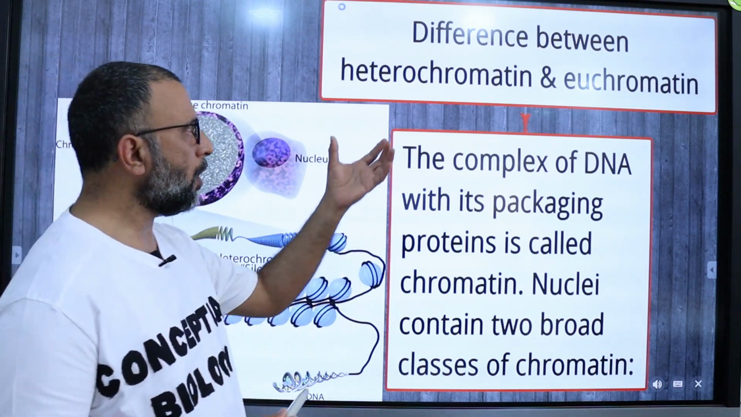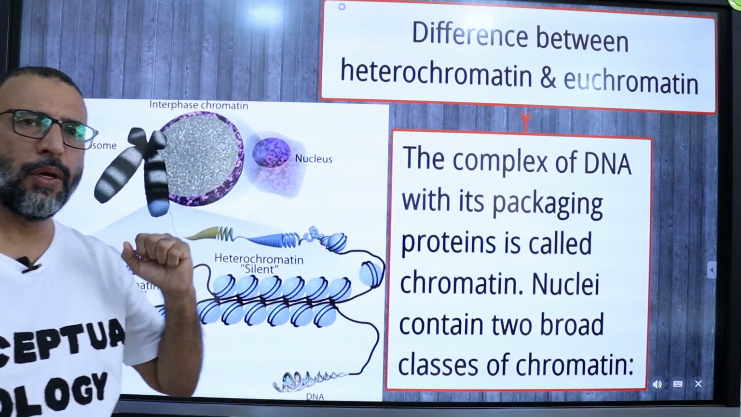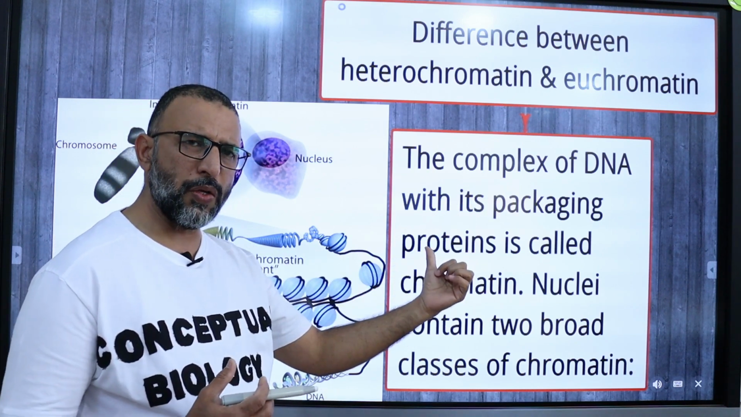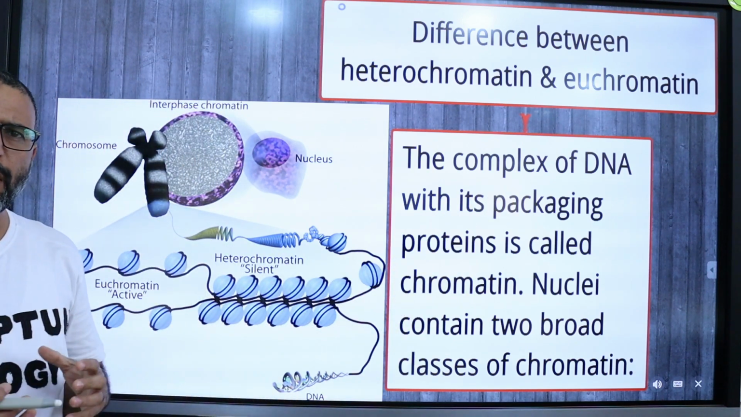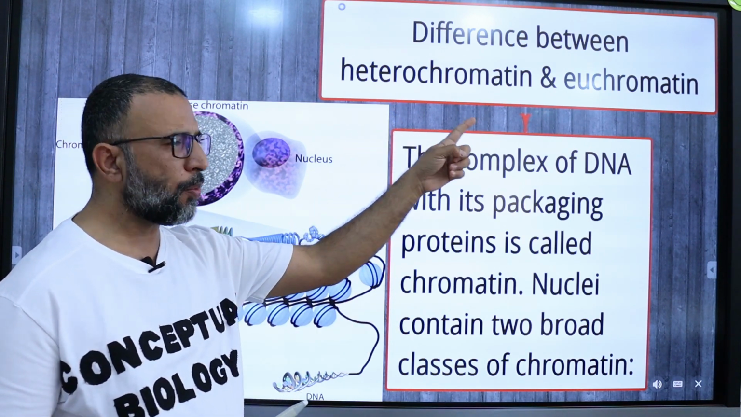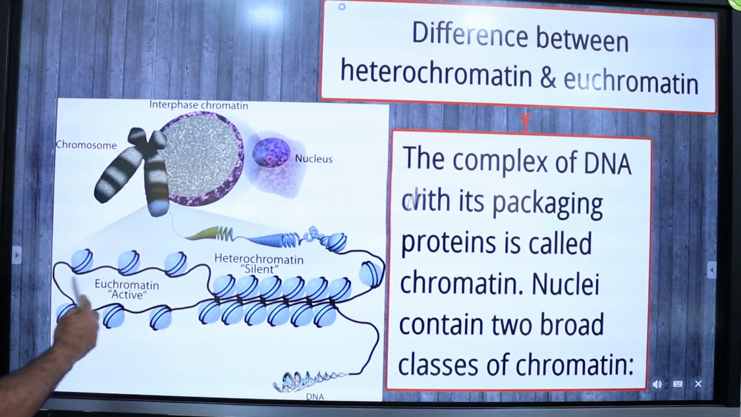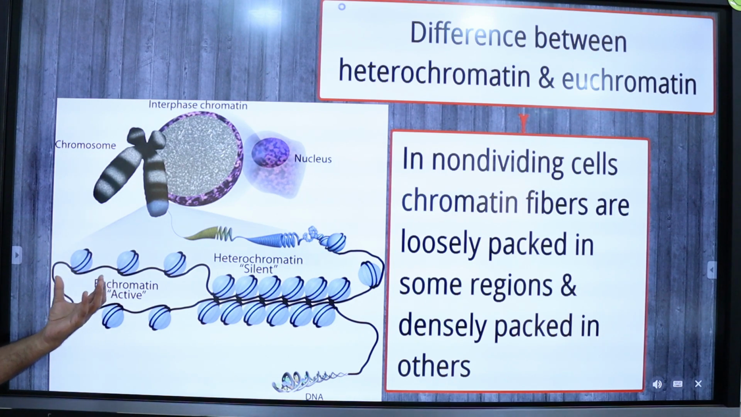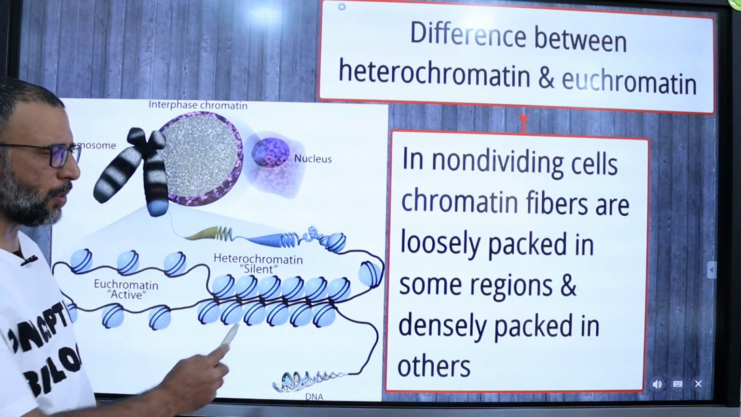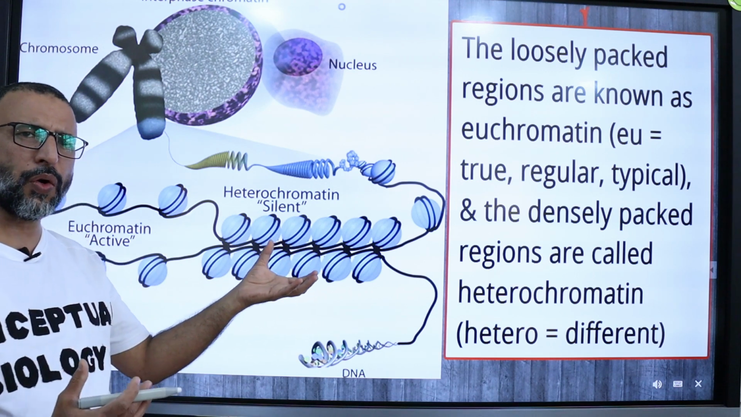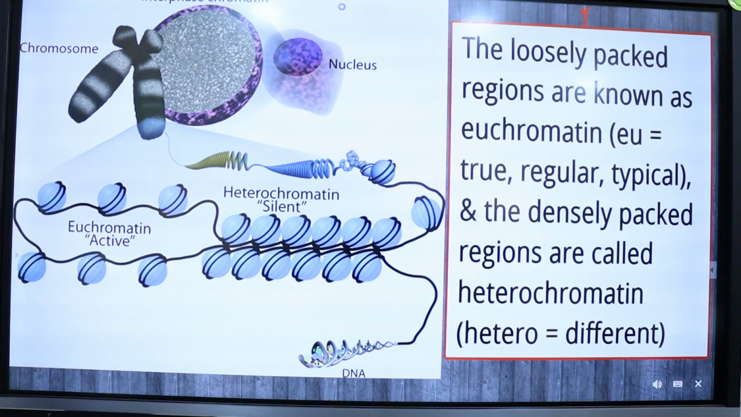Now the difference between heterochromatin and euchromatin. As we know, chromatin is composed of DNA and histone protein. Nuclei contain two broad classes of chromatin, known as heterochromatin and euchromatin. In non-dividing cells, chromatin fibers are loosely packed in some regions and densely packed in other regions. The loosely packed regions are called euchromatin, and the densely packed regions are called heterochromatin. Hetero stands for different.